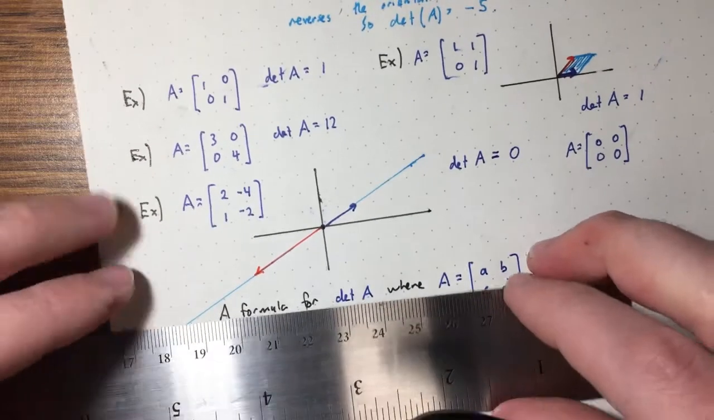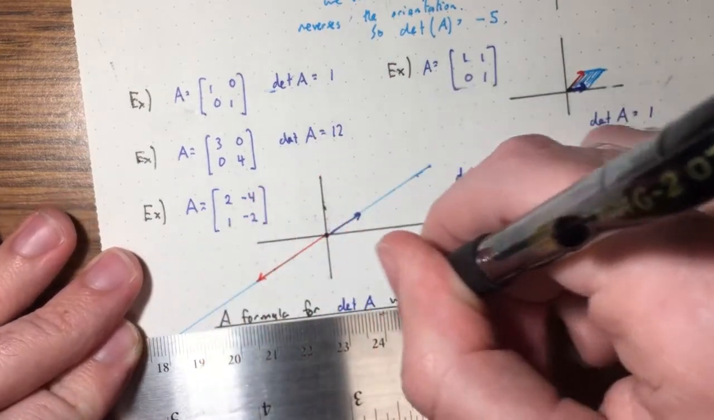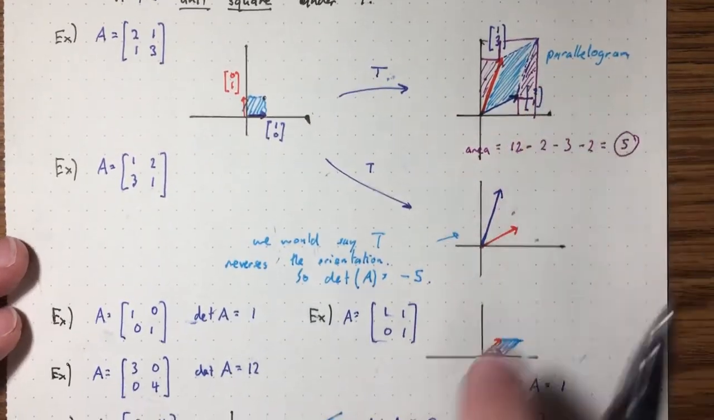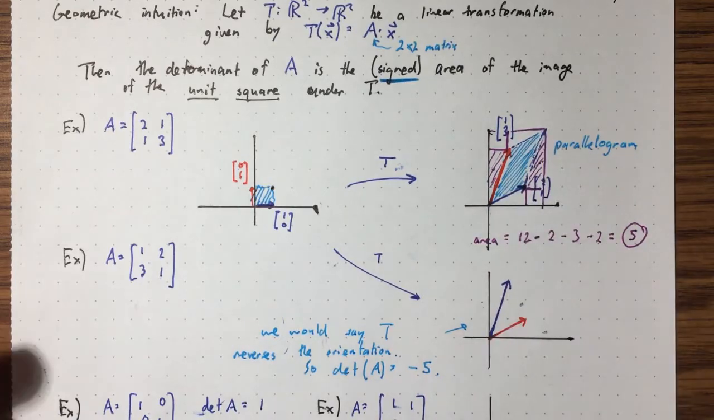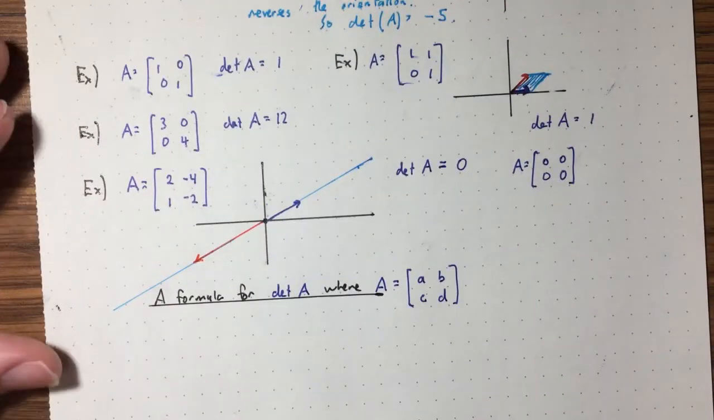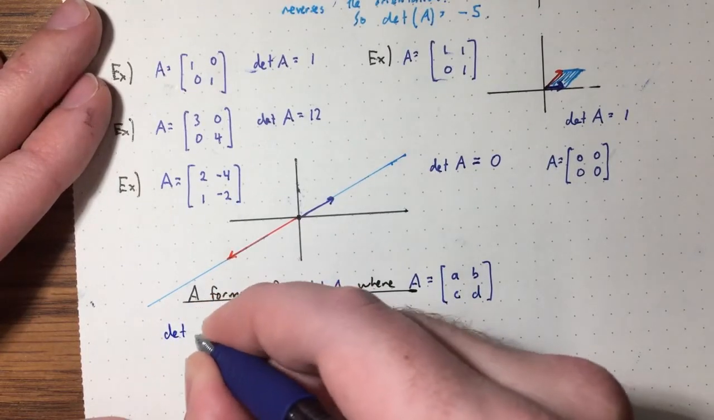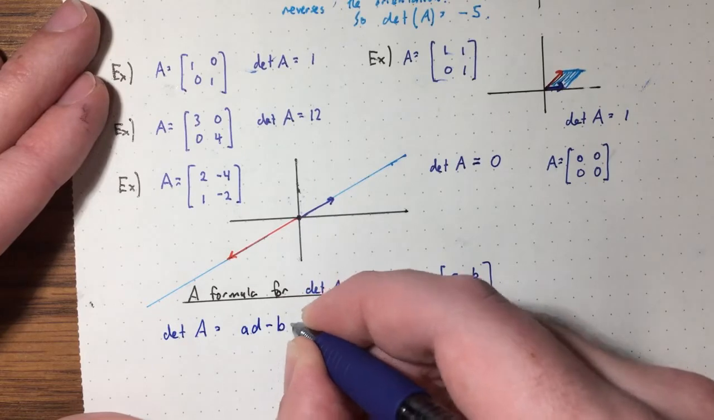It's important. And by the way, how do you get this formula? Well, you just do the same parallelogram thing. You draw, I guess, AC and BD, and then you try to do what I just did here in general. But what you get, after a bit of work, is that the determinant of A is AD minus BC.